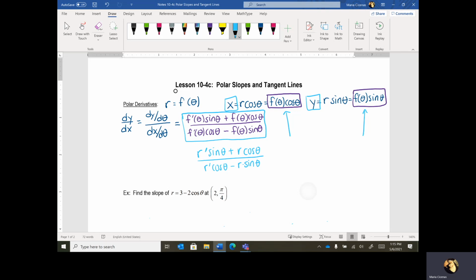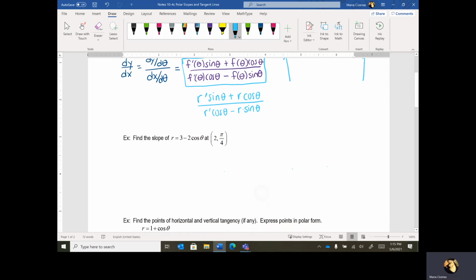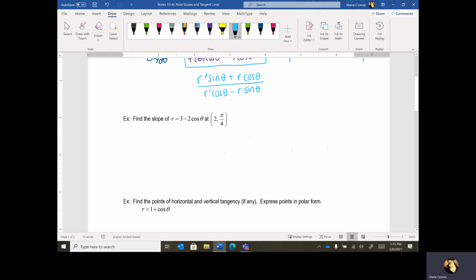Even with the AP questions, at least for me, I find that sometimes one approach or the other is easier depending upon how the question is written. Let me explain what I mean by that a little bit. So find the slope of this polar equation, r equals 3 minus 2 cosine theta at the point 2, pi over 4. So that's a radius of 2 and a theta of pi over 4.